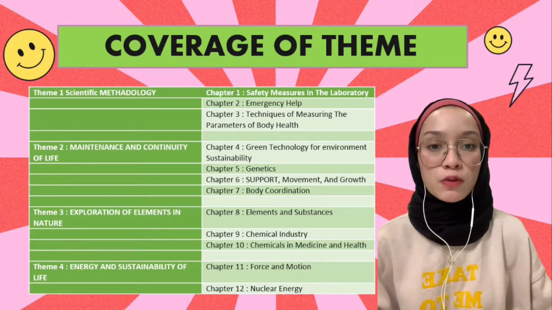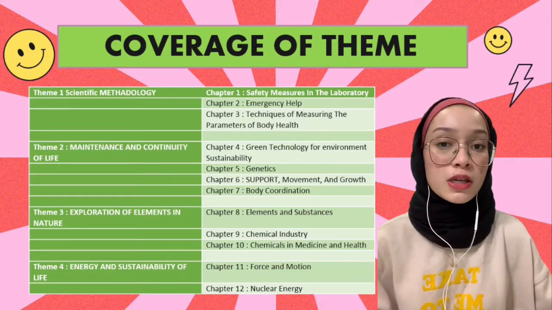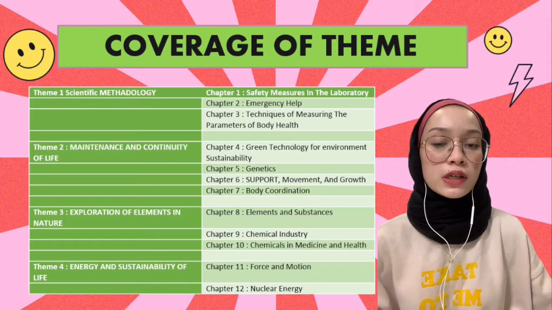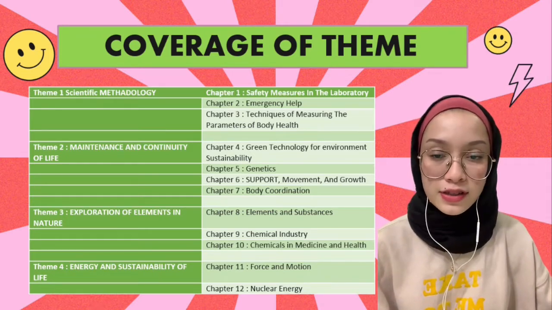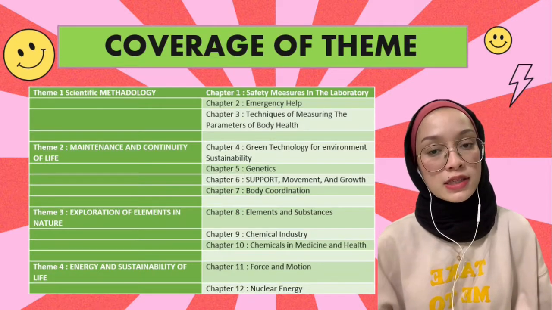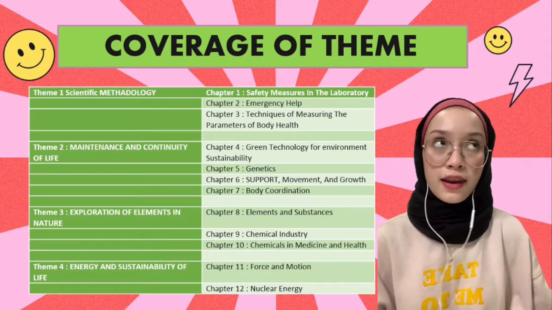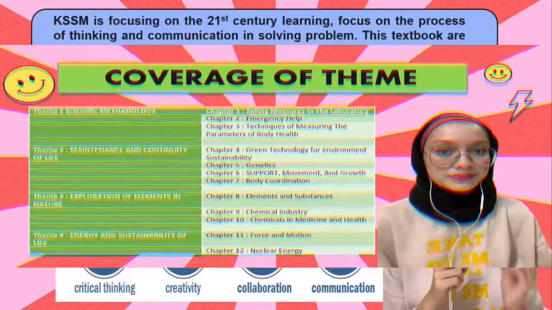Theme 3, Exploration of Elements in Nature. There are 3 chapters under it: Chapter 8, Elements and Substances, Chapter 9, Chemical Industry, meanwhile Chapter 10, Chemicals in Medicine and Health. The last theme is Energy and Sustainability of Life. Chapter 11, Force and Motion, and the last chapter, Chapter 12, Nuclear Energy.